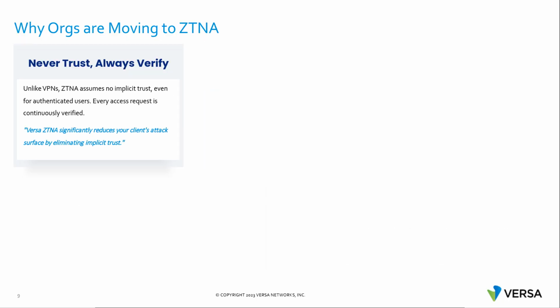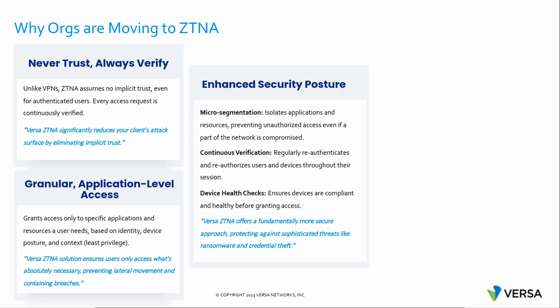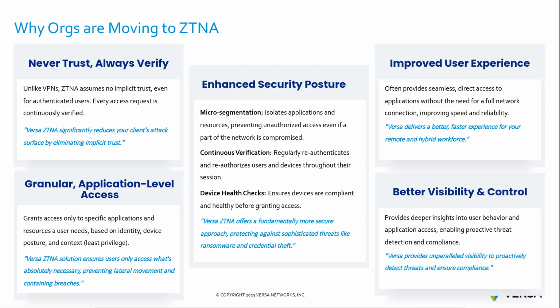So why are orgs moving to ZTNA? These are the 5 reasons which we have seen. Unlike VPN, ZTNA, as I said, assumes no implicit trust. Even for authenticated users, every access request is continuously verified, right? Versa ZTNA significantly reduces the client attack surface, right?